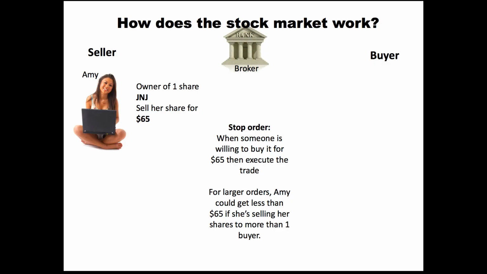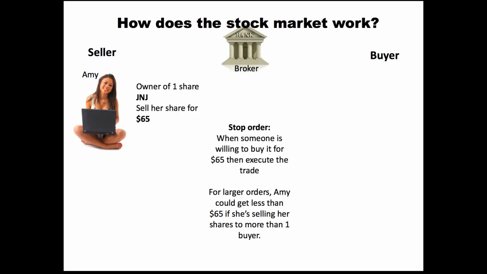And this is when somebody is willing to buy it for $65, then the trade would be executed. So she says, broker, you're not allowed to trade my one share unless somebody out there is willing to buy it for $65. Let's assume for just a second that Amy had 100 shares, and she wanted to sell all 100 shares, and she put in a stop order at $65, meaning some buyer has to at least be willing to buy the first share for $65. Let's say that the first buyer only wanted to buy 10 shares at $65, and then the next buyer wanted to buy the remaining 90 shares, but they were only willing to buy it for $64.90.